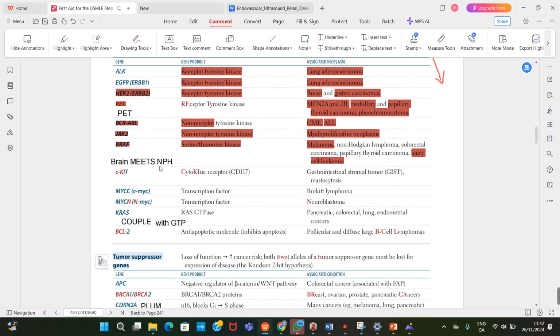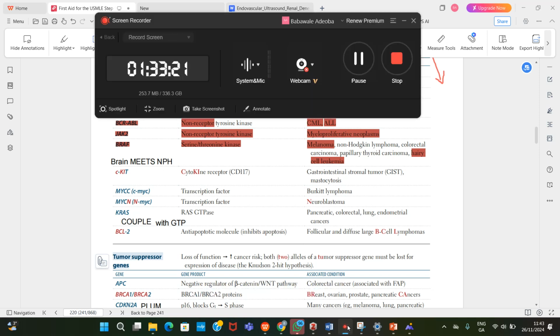The brain meets NPH. So the brain meets normal pressure hydrocephalus. Brain for the BRAF. The ME for melanoma. The TS for threonine serine. The N for non-Hodgkin lymphoma. The P for papillary thyroid, and the H for hairy cell leukemia. Do we get it? Yes. The N is non-Hodgkin's.